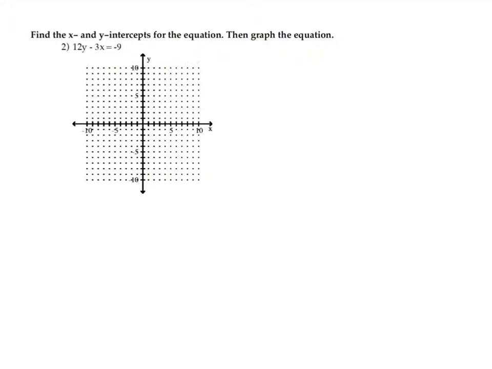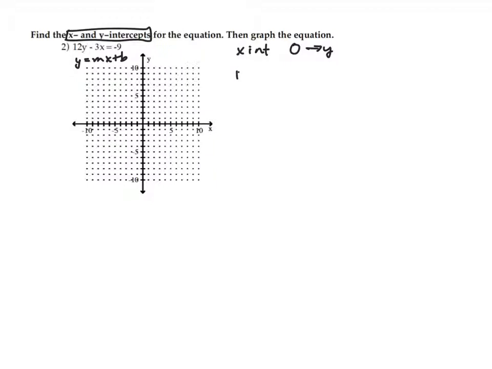Question 2, find the x and y intercepts for the equation, then graph. To find the x and y intercepts for this equation, I could change this equation here to the y equals mx plus b form. But to find intercepts, it's quite a bit easier just to plug 0 in for one of the letters and solve for the other. So if I want to find the x-intercept, I'm going to put a 0 everywhere I see a y.